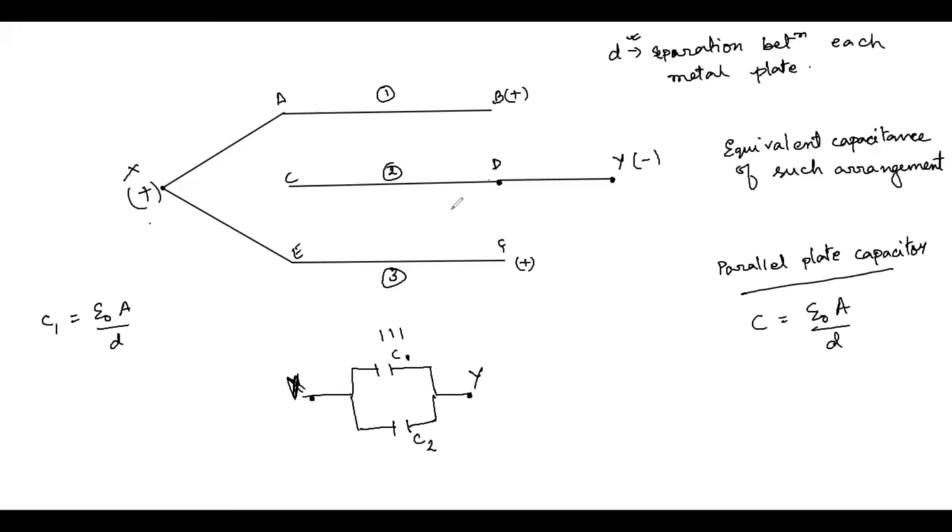And for this second arrangement, the CD and EF, the capacitance of this second arrangement is again nothing but epsilon naught A by D, because the plate area is the same and the separation between them is D. Alright? So if I find the equivalent capacitance, it is nothing but C1 plus C2. So that should be 2 epsilon naught A by D. Alright? So this is how we find the equivalent capacitance of such an arrangement.